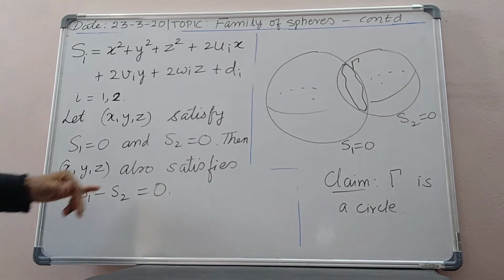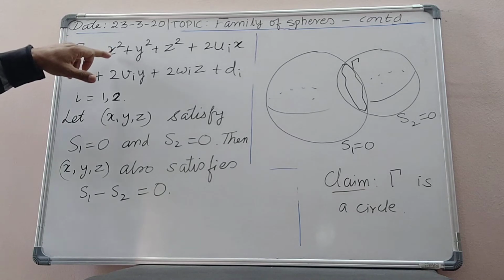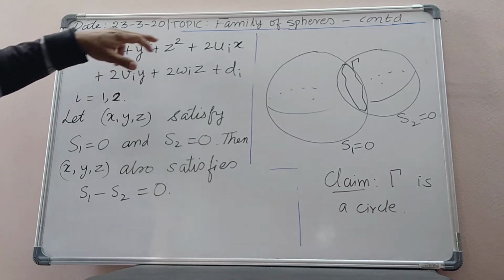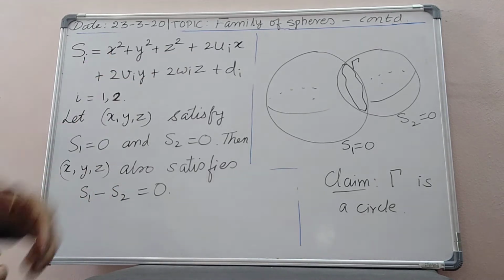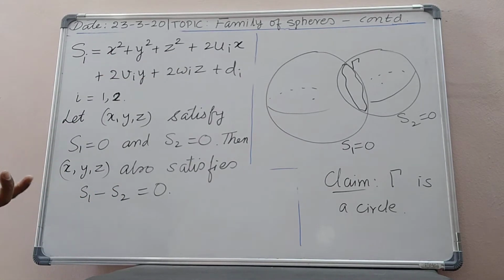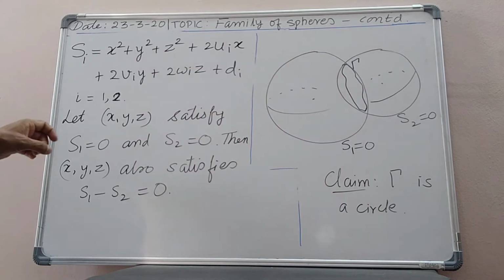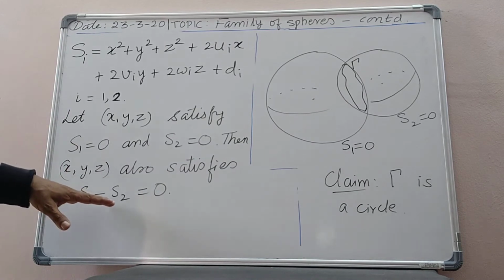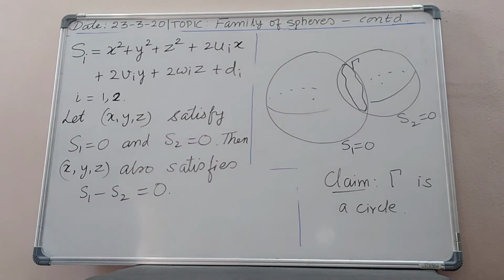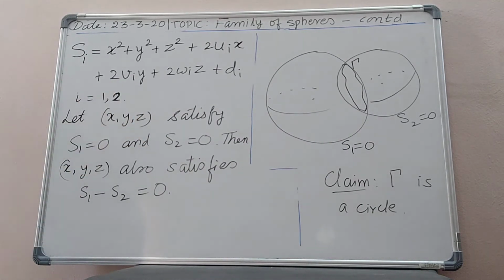But let us look at what S1 minus S2 is. So if you do S1 minus S2, the terms x square, y square and z square will cancel off. So you will actually have an equation in x, y and z. What does that mean? It means that S1 minus S2 is actually a plane. Alright. So a simultaneous solution of these two equations is also a solution of this equation. Namely, a point which is common to the two spheres lies on a plane.